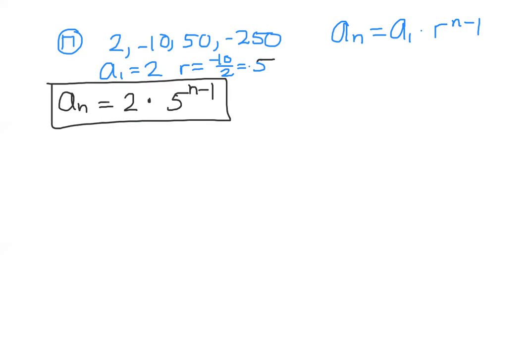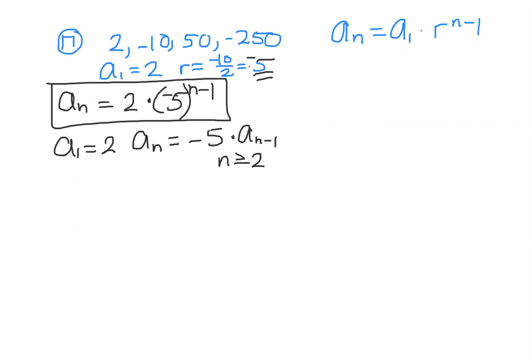Oops, except it's negative 5. Sorry about that. It's negative 5. And for our recursive, all you have to do is say a1 equals 2 and an equals negative 5, which is our r, times a sub n minus 1 for n greater than or equal to 2.